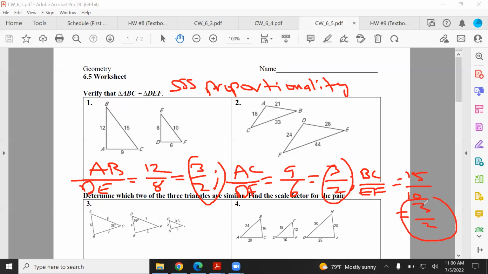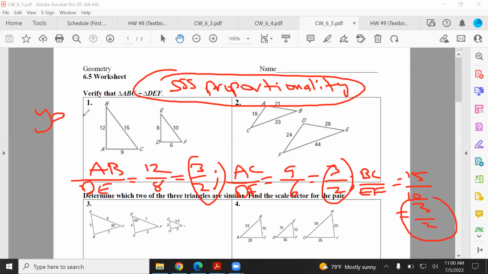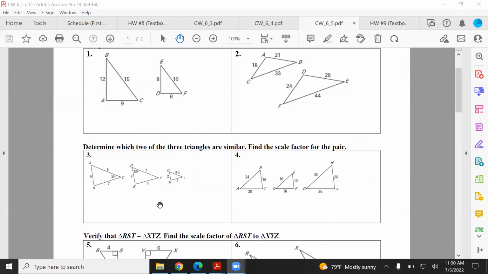So that's called side, side, side proportionality. So the answer is yes. Actually, I don't even know why I circled. Well, it's good I circled 3 halves, but what you have to say is yes, they are similar because of that reason. And you guys show that AB over DE is that, and so forth. So, okay, questions about number one? All right, let's move on.